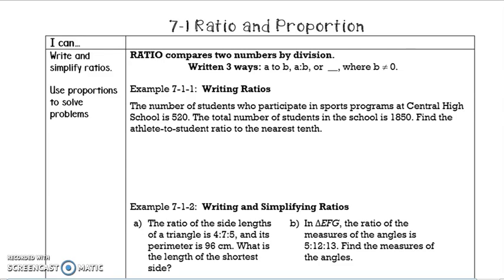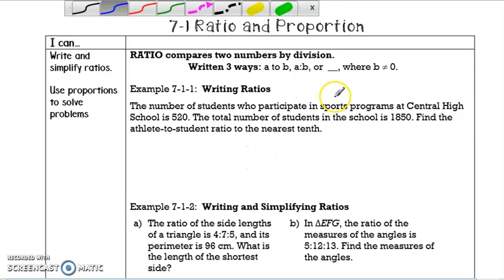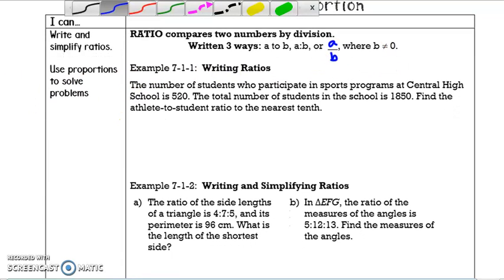So in lesson 7.1, ratios and proportions, you've seen this before, so that should be comforting to see ratios and proportions again and kind of be review. We can write it a couple different ways: A to B, A colon B, or A over B, but B can't be 0 because we can't divide by 0. So let's take a look at this first one, writing ratios.